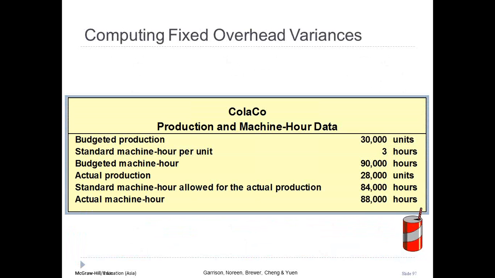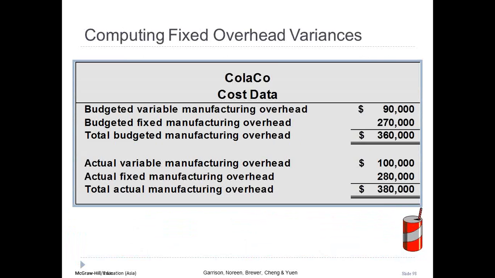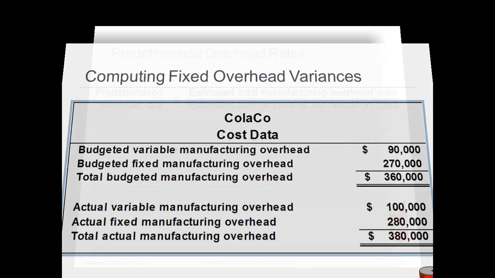Coca-Cola's production and machine hour data is shown here. Coca-Cola's overhead production costs are presented here. The predetermined overhead rate is equal to the estimated total manufacturing overhead cost divided by the estimated total amount of the allocation base. Coca-Cola's predetermined overhead rate is $4 per machine hour.